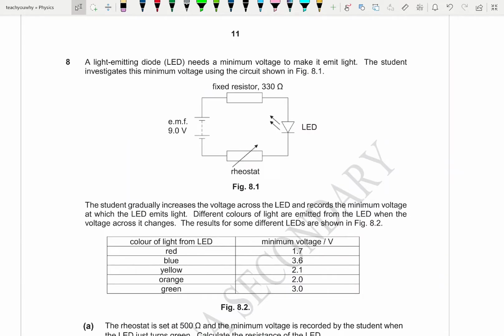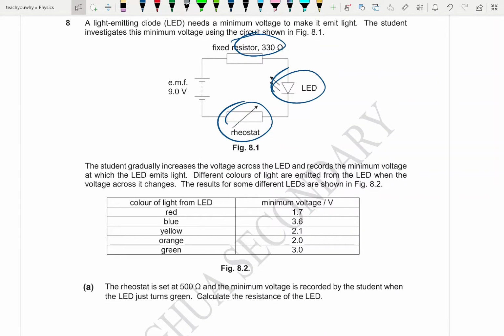Okay, a light emitting diode, LED, needs a minimum voltage to emit light. The student investigates the minimum voltage using the circuit in figure 8.1. So in 8.1, you have a fixed resistor, an LED, a rheostat, and then you have your battery, your EMF. The student gradually increases the voltage across the LED and records the minimum voltage at which the LED emits light. Different colors of light are emitted from the LED when the voltage across it changes. The results for some different LEDs are as shown.